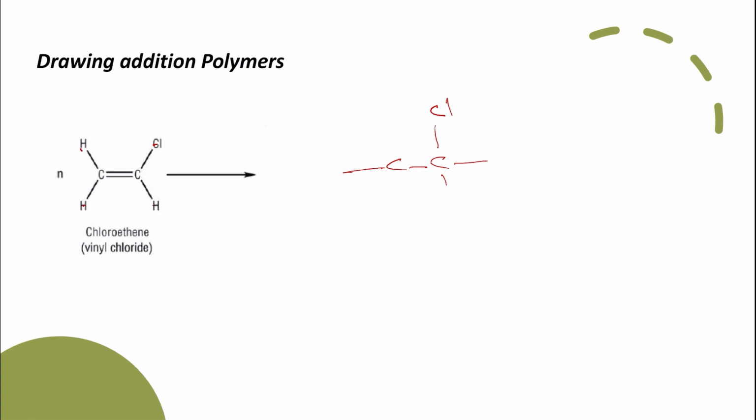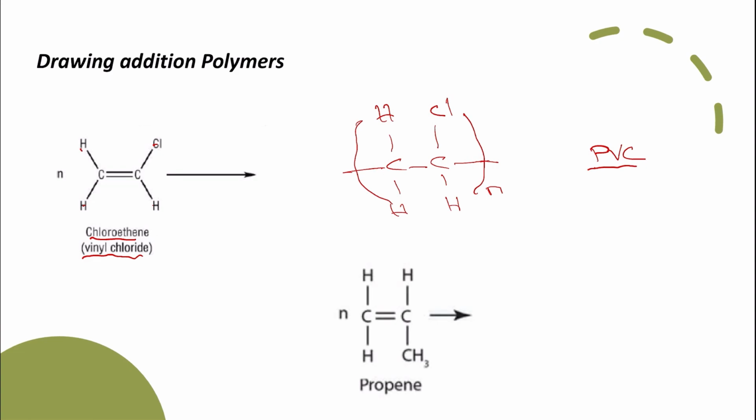So we have the chlorine here, hydrogen, hydrogen, and hydrogen, and then instead of drawing the same unit over and over again, we replace that with the brackets and the letter n, which means that this unit, this monomer, is repeated n times. This is called polyvinyl chloride, because chloroethene is called vinyl chloride, and the polymer that is formed is PVC, which is polyvinyl chloride.